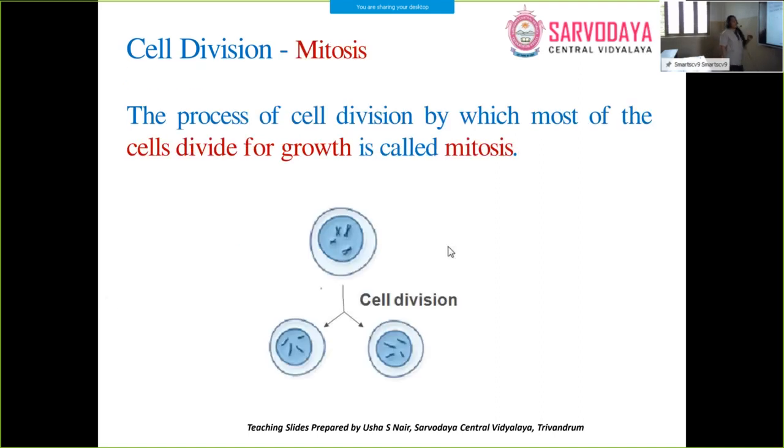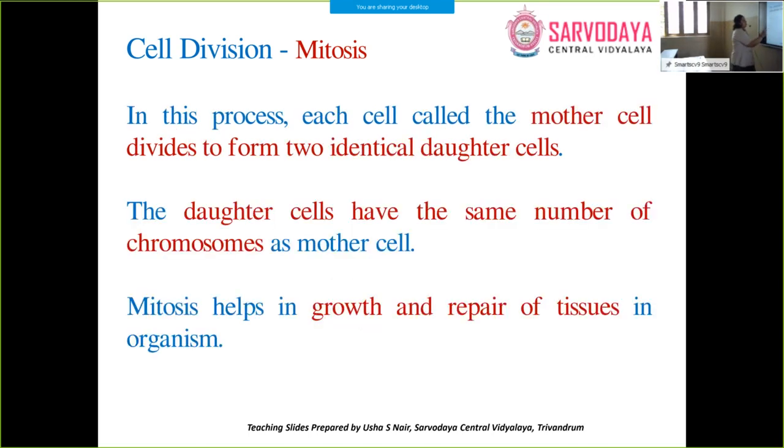Now what is mitosis? The process of cell division by which most of the cells divide for growth. The cell which divides mainly for growth. The definition, you have to write it correctly, my dear children. It's very important. So you can say a cell divided into 2. So the process of cell division happening here, are you all with me? By which most cells divide for growth is called mitosis. You can see a single cell divided into two.